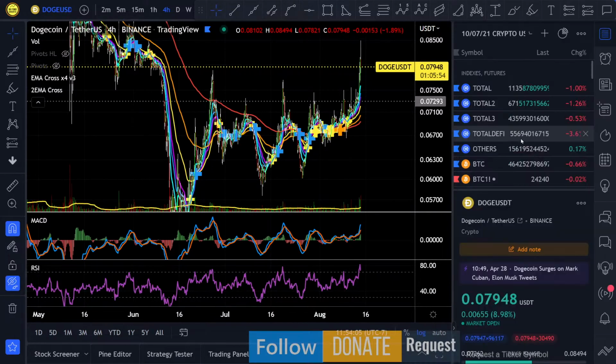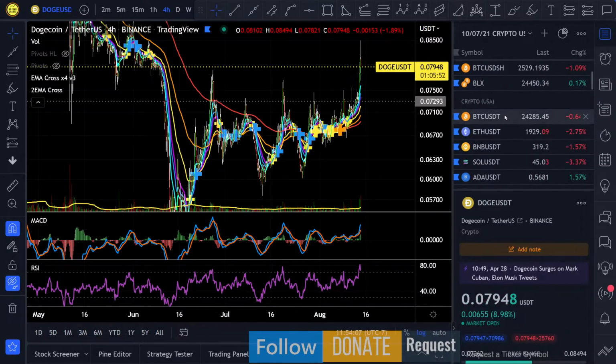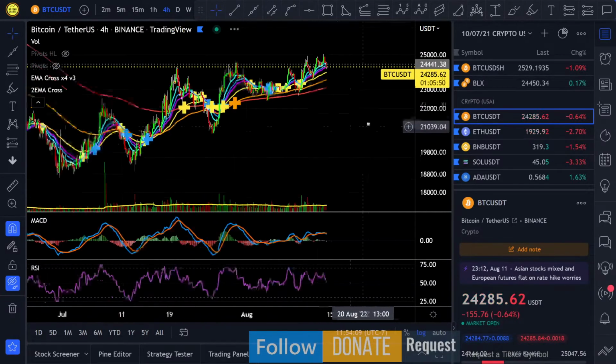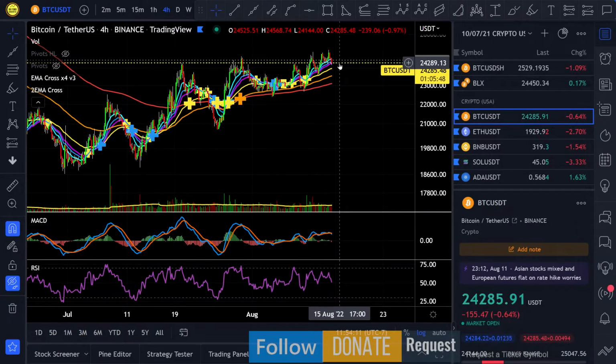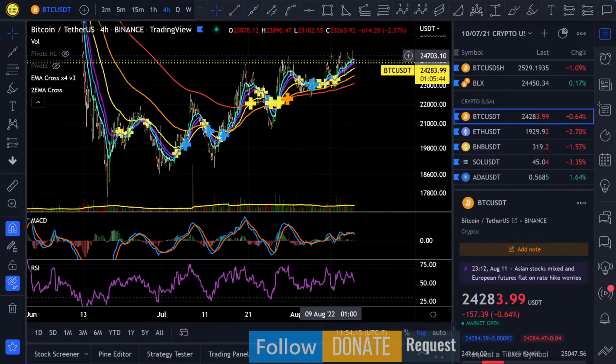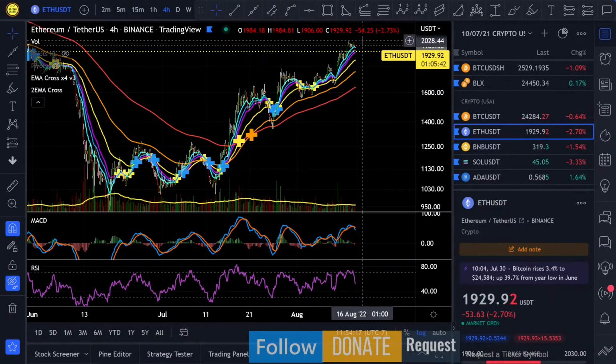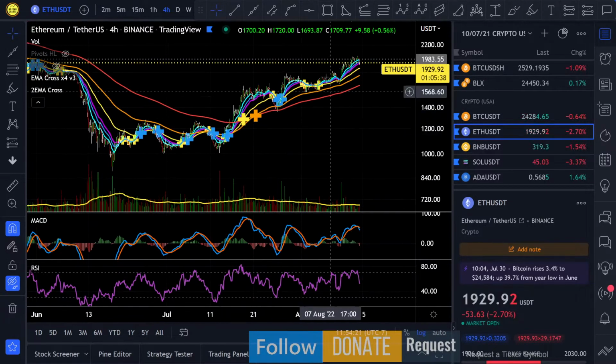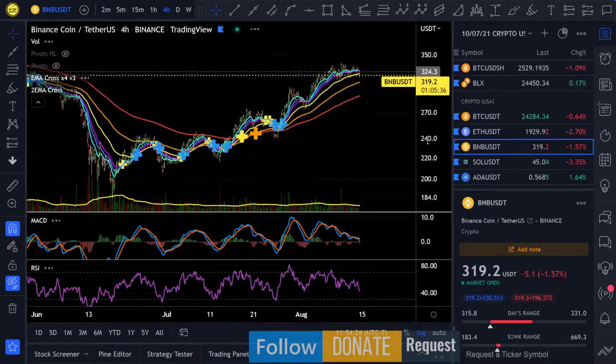Oh, this is an old watch list. All right, Bitcoin. Still holding our short-term EMAs. Not quite oversold yet. A little bit of resistance at the upper 25,000 range. Ethereum hit 2,000 psychological and is pulling back down. Still in the 4 hour up cross on the EMAs.